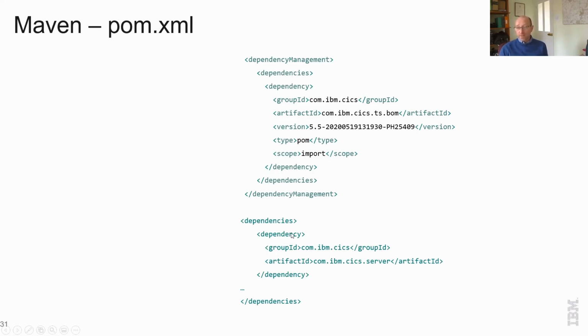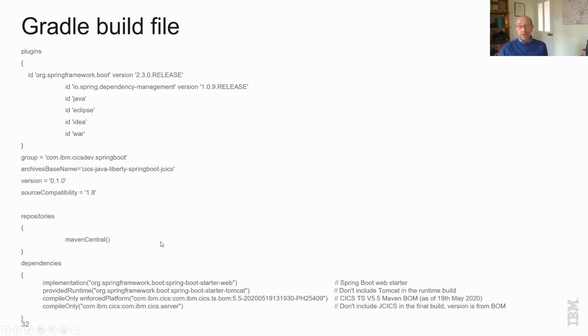And then you would have a dependency here, which is the COM IBM CICS server, the JCICS API. That is the dependency for JCICS and uses this scope specified here in the BOM. So that's a simplified bit of POM XML. Here's a Gradle build file, which does the same thing. So in the Gradle build file, you're using this more natural language syntax.